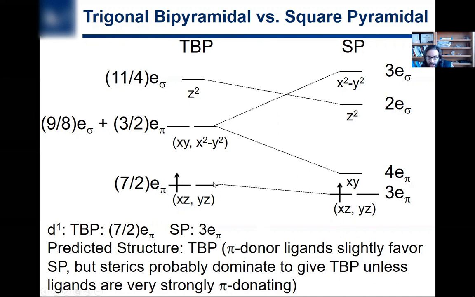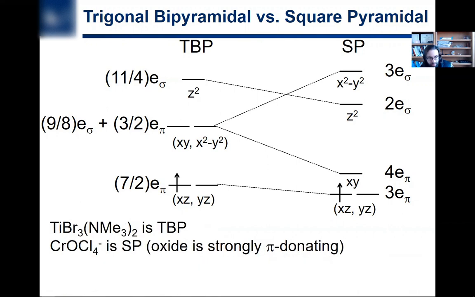So again, if you have a pi accepting ligand here, remember 7/2 e pi then is actually going to be more stable. It's going to be more negative in energy than 3 e pi. So TBP would definitely be preferred with any sort of normal pi accepting ligand. And so the experiments bear this out. These are both D1 complexes. Here you have just sort of nothing special ligands, and that's TBP.